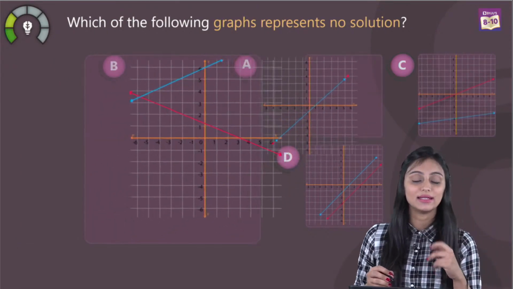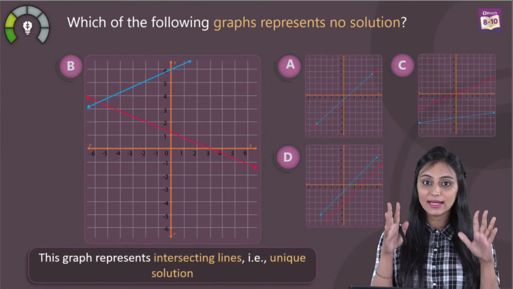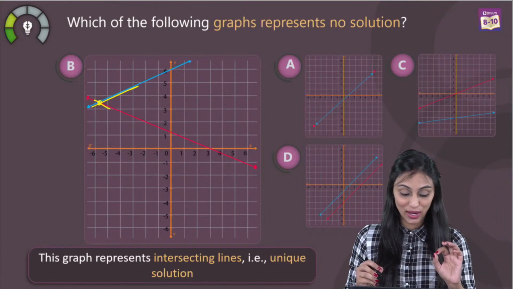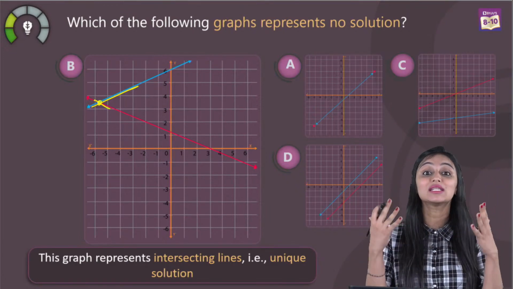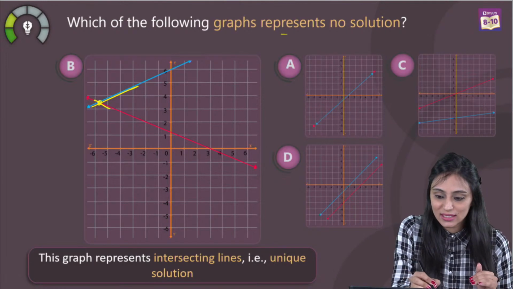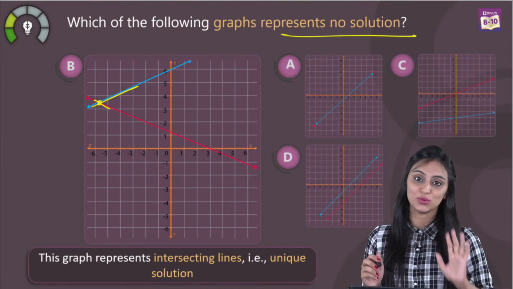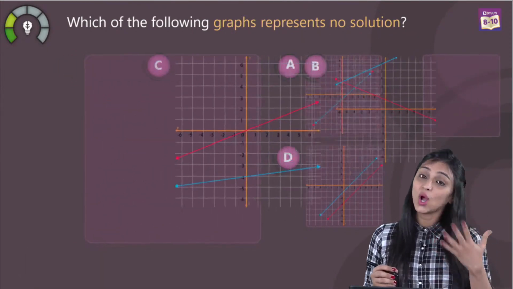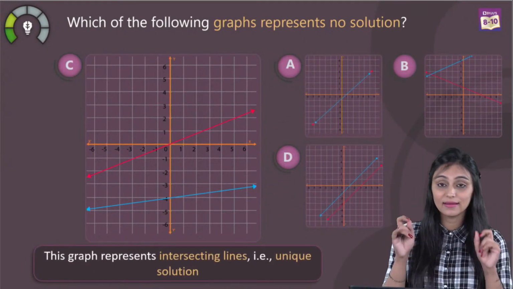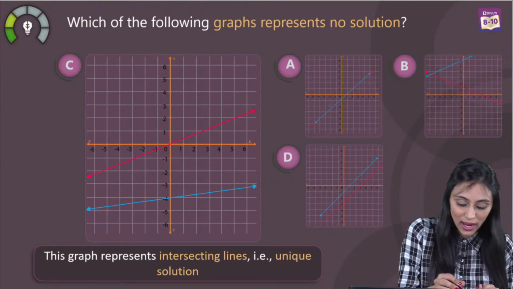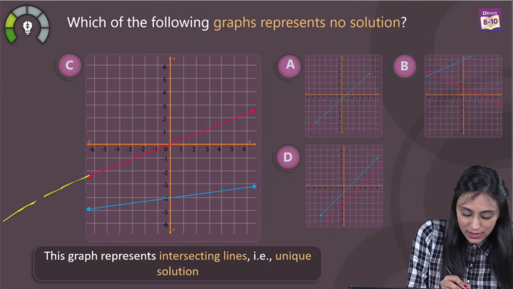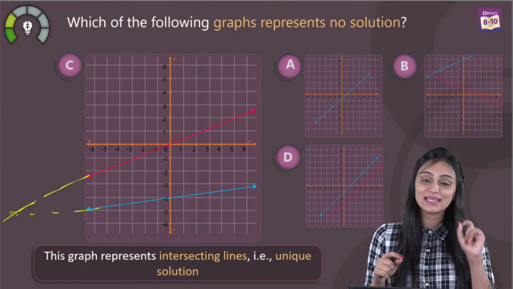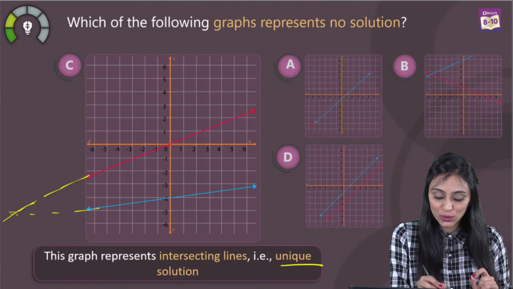Now, let's take a look at this B part. What we see here is that in this graph, the lines, blue and red line, are intersecting at a particular point. That means they have a unique solution. So in that case, it won't have a no solution, right? Now, option number C, what you see here is that the graph is representing intersecting lines. Why? Because if I produce it backwards, these lines will meet at a point somewhere. So we can say that these actually are representing a unique solution over here.